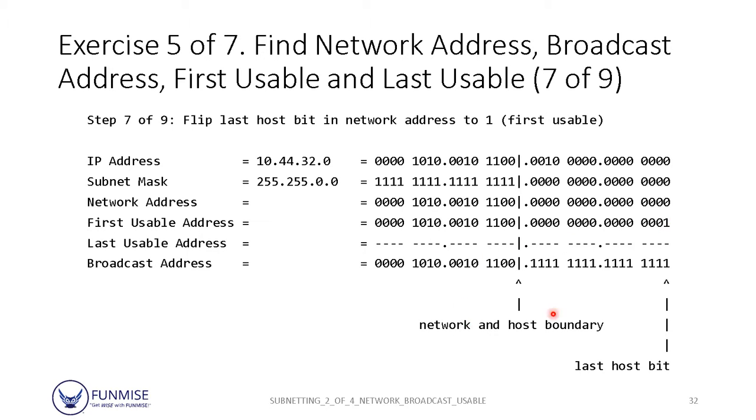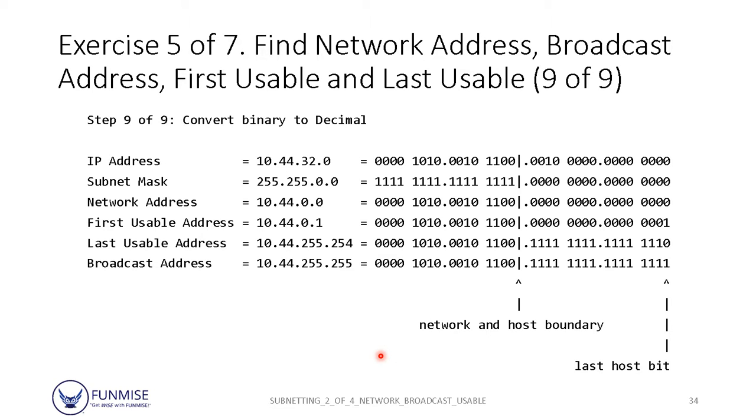Okay. We did it. Flip the last host bit in the broadcast address to 0. Okay, we took this and copied up here and flipped this to a 0. That's our last usable. Convert binary to decimal. We're very familiar with doing this conversion, and we're just doing a direct conversion, and boom, there we go. And this is our answer for network address, first usable, last usable, and broadcast address.